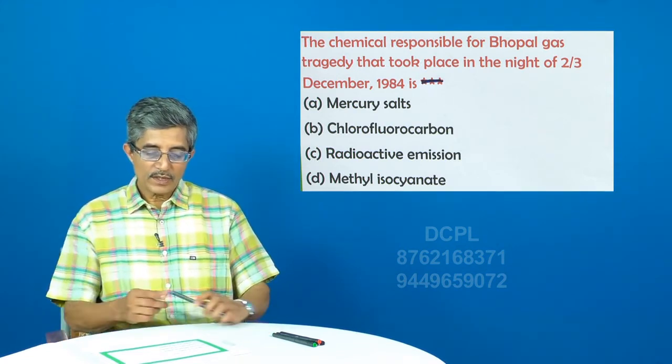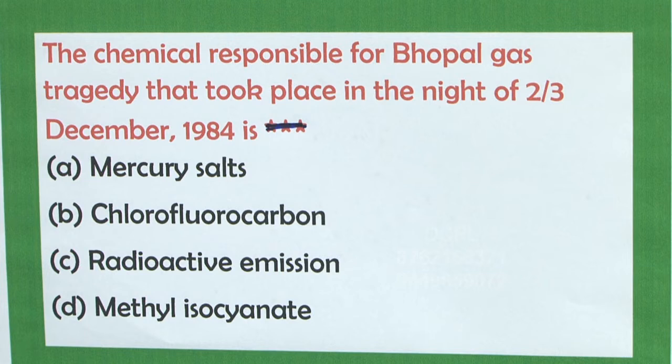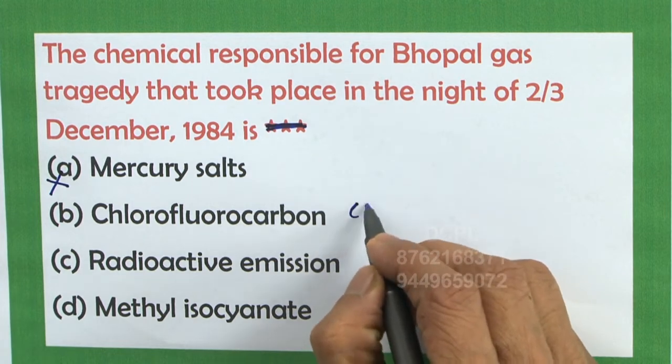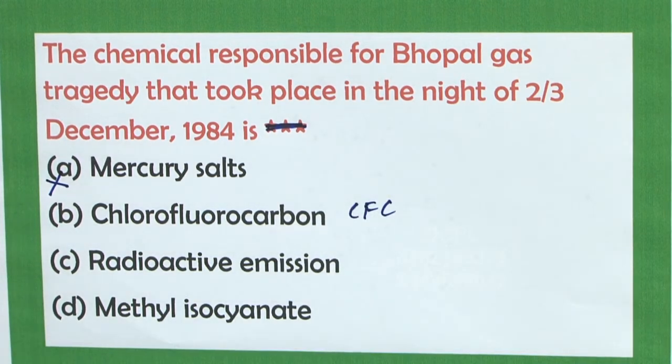It is not mercury salts. Mercury is a very serious pollutant which can go into the air also directly. This is not the choice. Chlorofluorocarbons, famously known as the CFCs, used to be used as refrigerants in ACs and refrigerators, etc. The reason why chlorofluorocarbons are dangerous is that once they are released into the atmosphere, over time small leakages occur and these will come out into the atmosphere.